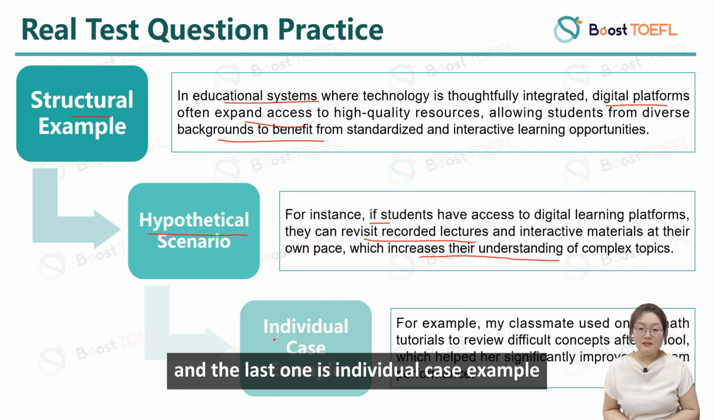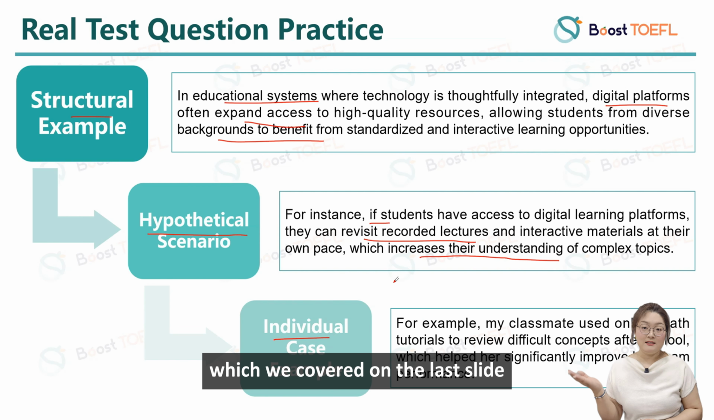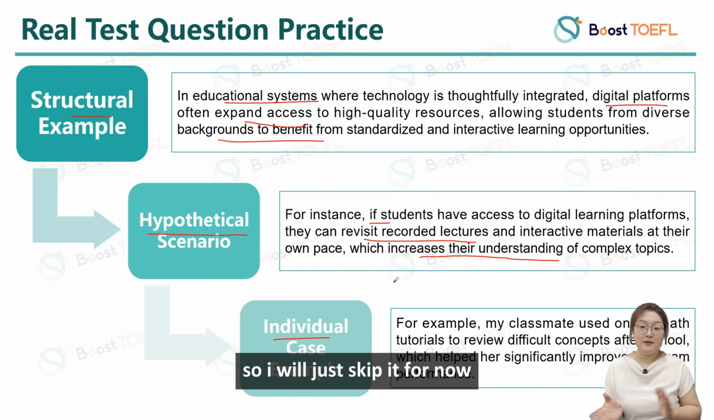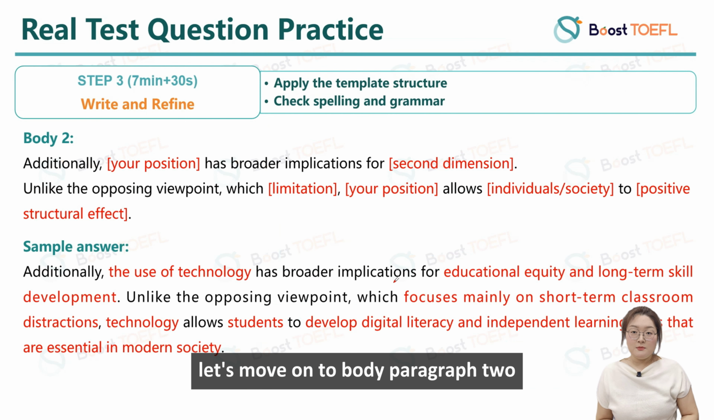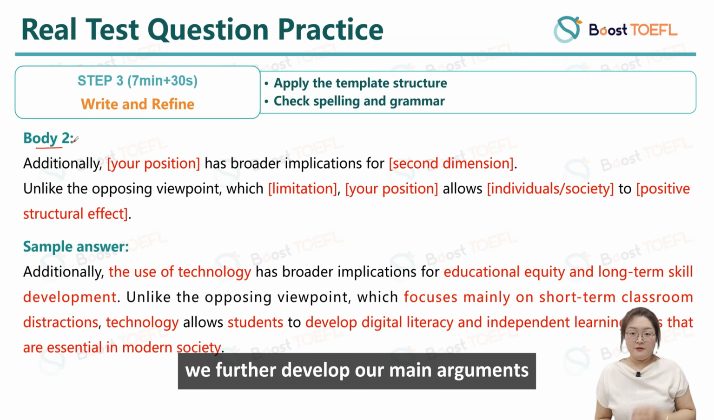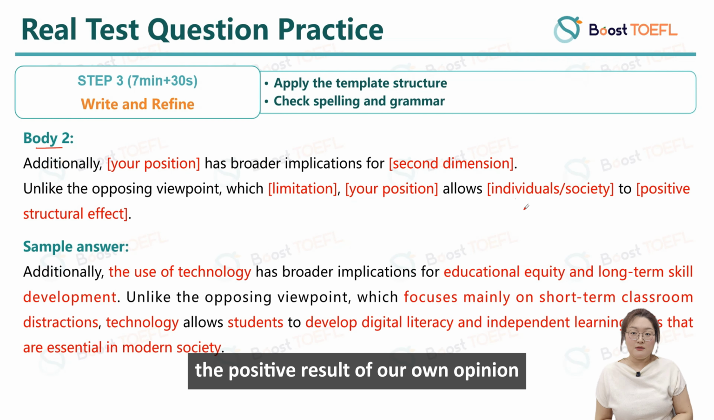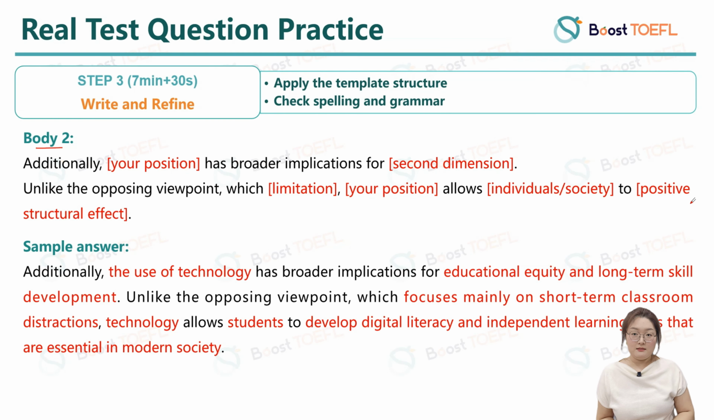And the last one is individual case example, which we covered on the last slide, so I will just skip it for now. Alright, let's move on to body paragraph 2. Body 2 has 2 parts. First, we further develop our main argument. Second, we respond to the opposing view and stress the positive result of our own opinion.